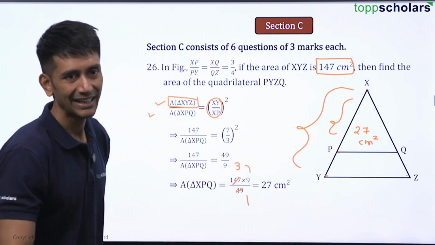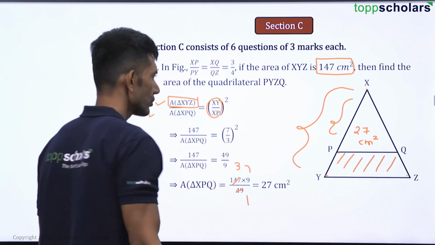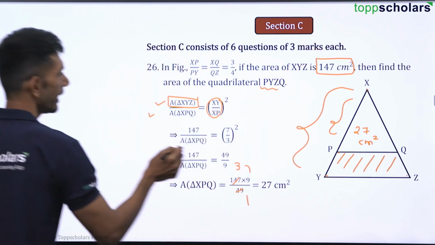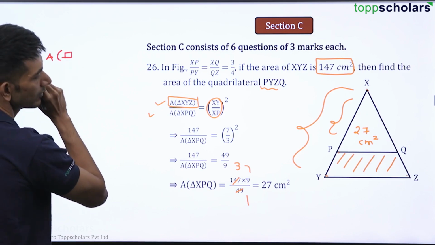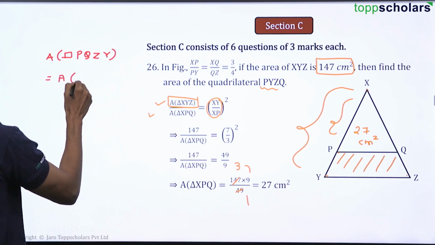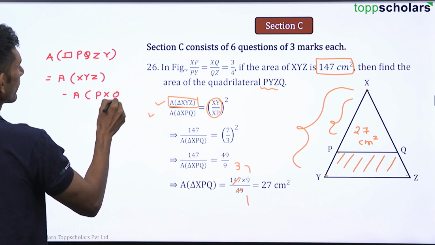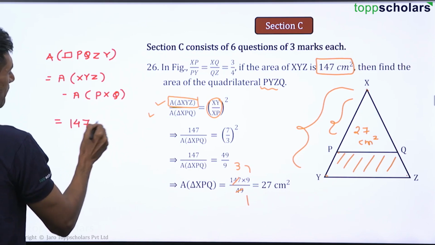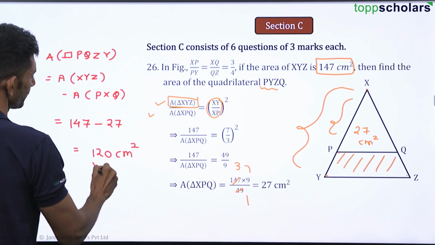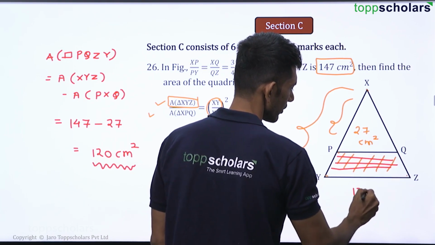Are we done with the problem? Actually no. Why no? Because we are supposed to find the area of this particular quadrilateral, right? So now it is easy. We can find the area of the quadrilateral. How do we find the area of the quadrilateral? Area of quadrilateral PQZY will be equal to area of the bigger triangle XYZ minus area of the smaller triangle PXQ, that is equal to 147 minus 27, and that gives you 120 centimeters square. Yes, that means the area of this particular region is 120 centimeters square.